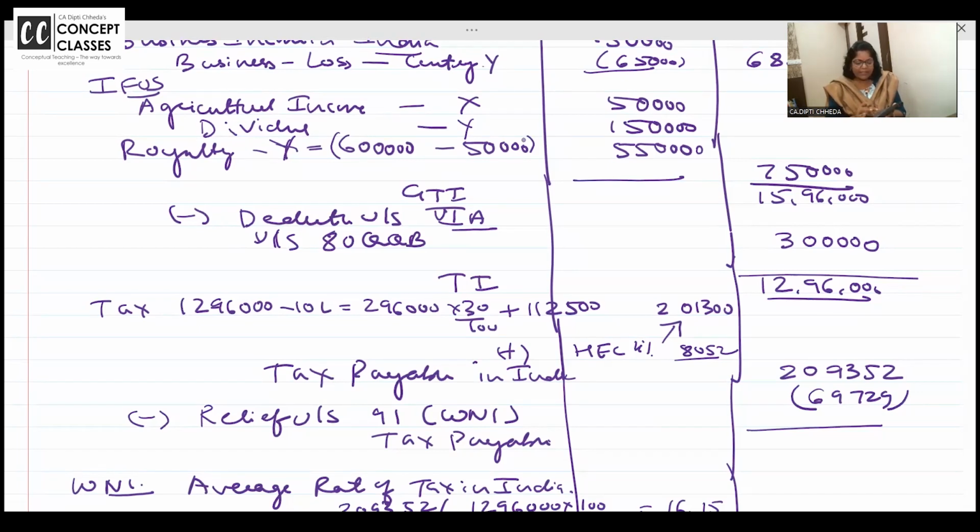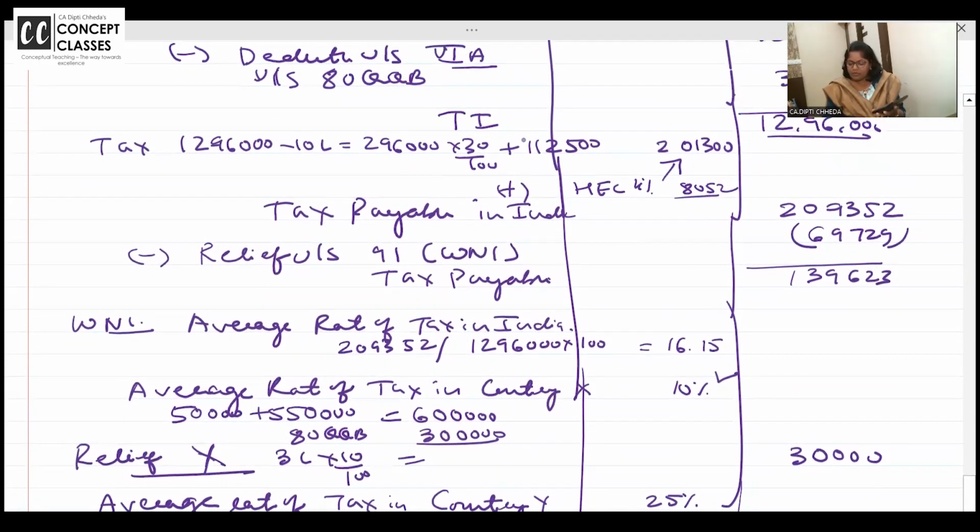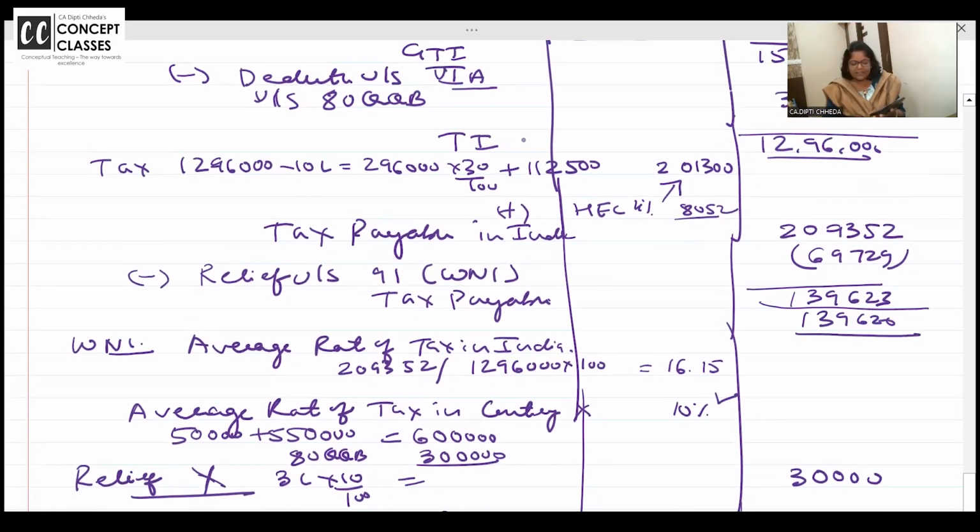209352 minus 69,729. 139,623. Rounded off to 139,620. 139,620. That's the final tax.